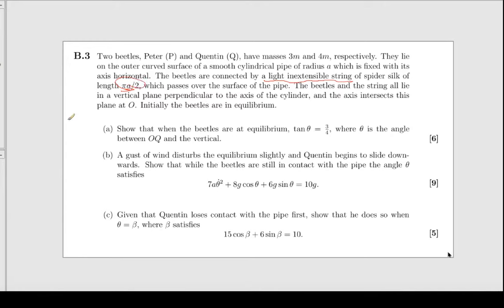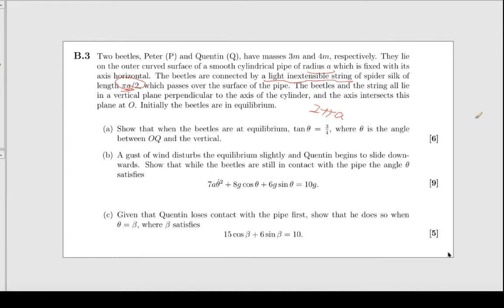Pi a over 2, what does that really mean? Well, we know that the cylinder has a radius a, so the circumference of that is 2 pi a, yeah? Which means that this pi a over 2 is a quarter of the circumference. So these two masses are connected by 90 degrees apart. Right, let me draw this diagram for you. That's the key part of this question.